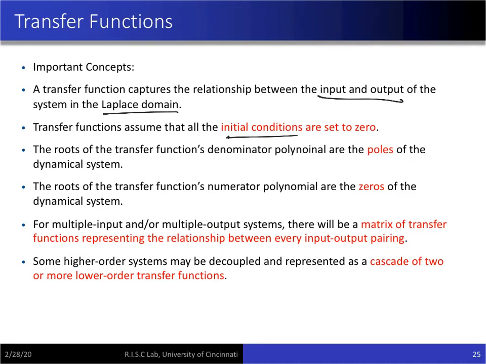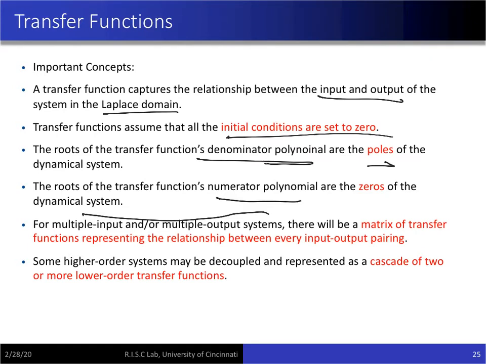Transfer functions assume that all initial conditions are set to 0. The roots of the transfer function's denominator polynomial are the poles, basically, and they govern the behavior of the system. The roots of the numerator polynomial are called zeros, and for multi-input, multi-output systems, there will be a matrix of transfer functions. As I said, there will be m into k transfer functions, one for each input-output pair.